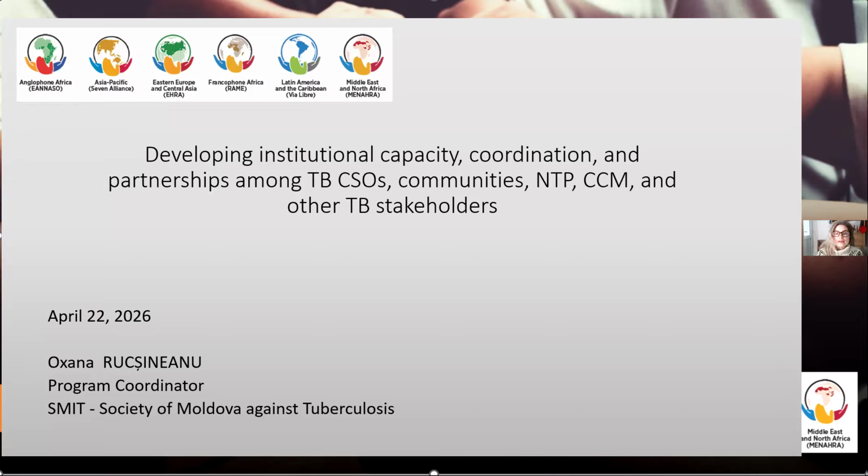So I will address the gap, let's say, of limited institutional capacity and coordination and partnership among TB society and communities, NTP, CCM, because we do acknowledge that we are not very often speaking about the institutional capacity of the organizations, which are providers of TB services at country level, and we need to address this gap to ensure that we engage meaningfully civil society in policy making and policy implementation and in any other processes which relate to TB response in the country.